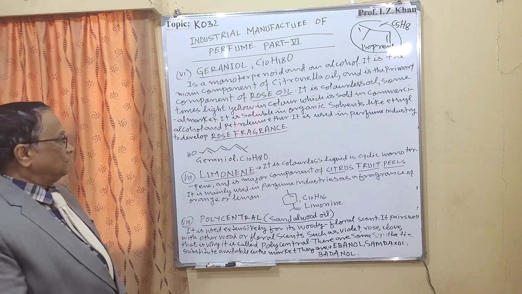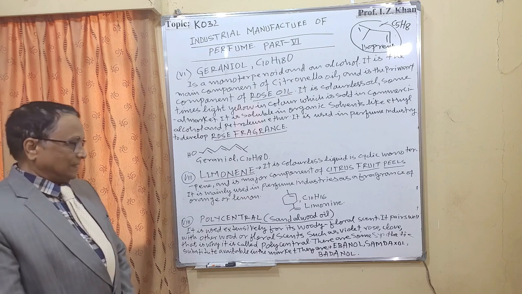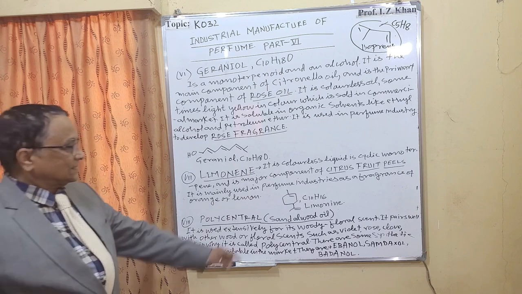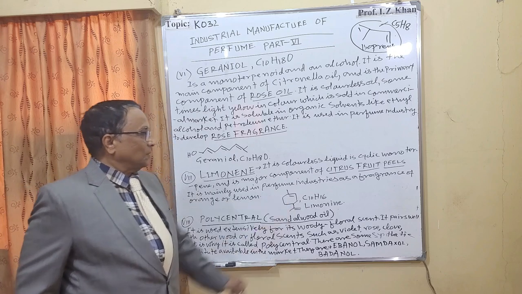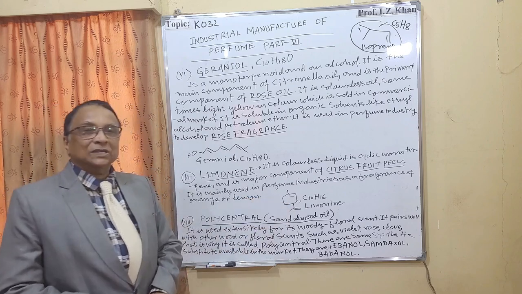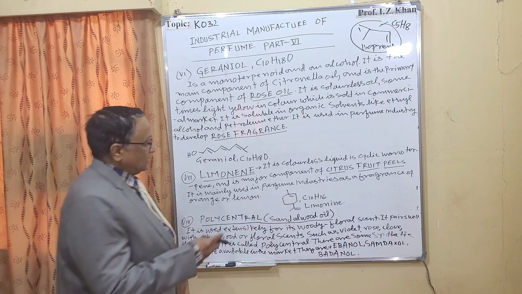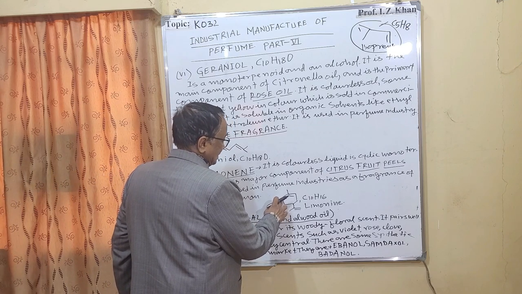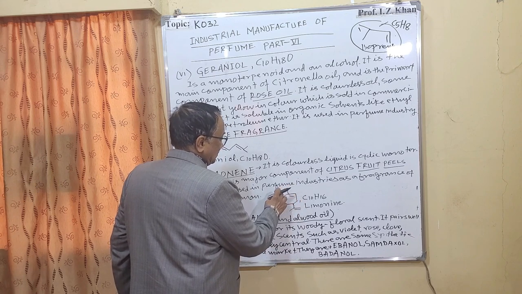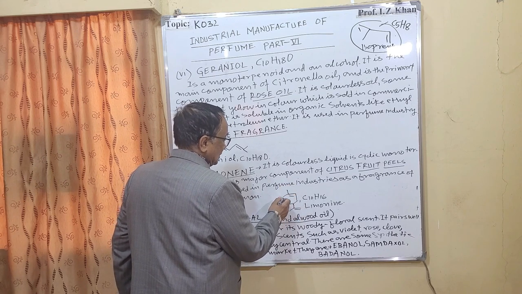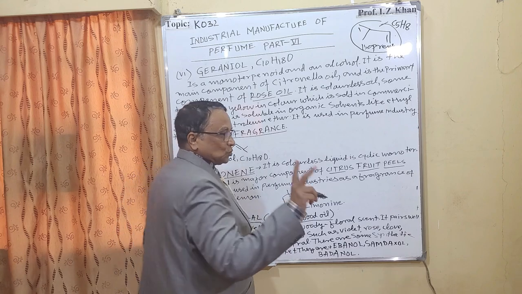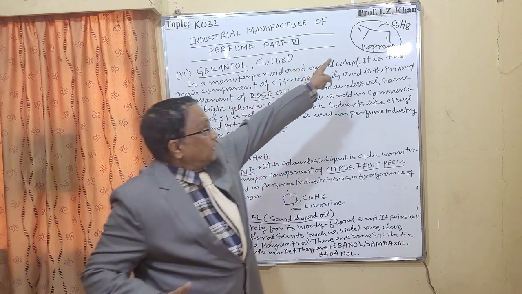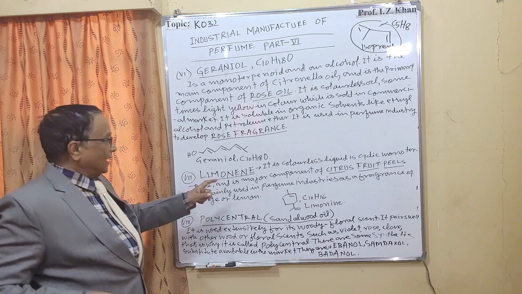Number 7, limonene, C10H16. This is the formula of limonene. It is made up of 2 units of terpene. If I remove this, it is here. This is 1 unit of isoprene, this is the other unit. So when 2 units of isoprene combine, it will be your limonene.